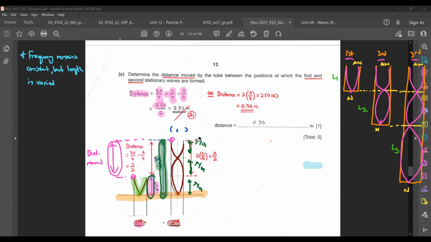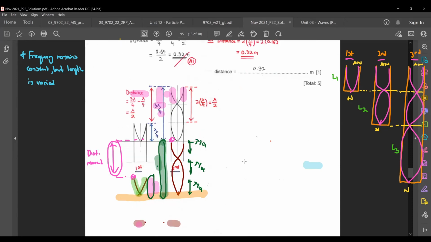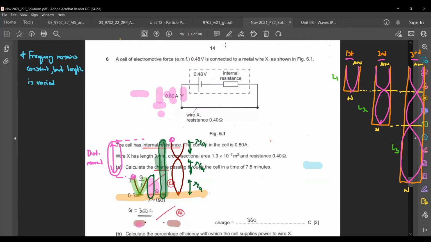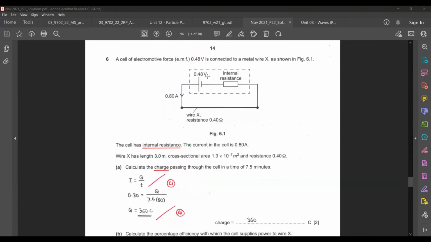So that one is okay. Then I move on to the next part. Next part should be DC circuits or current or electricity reading. Okay, so let's move on to the next part, question 6. We still have 2 questions. We should be able to finish it today.